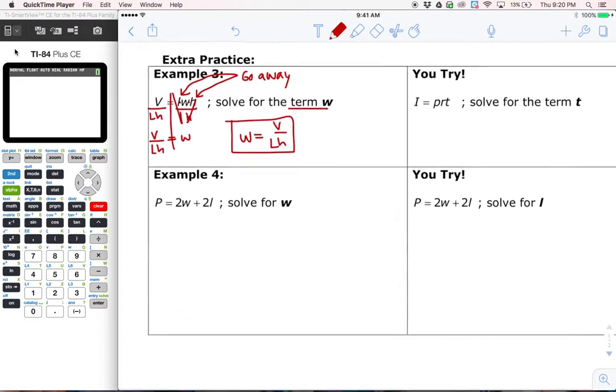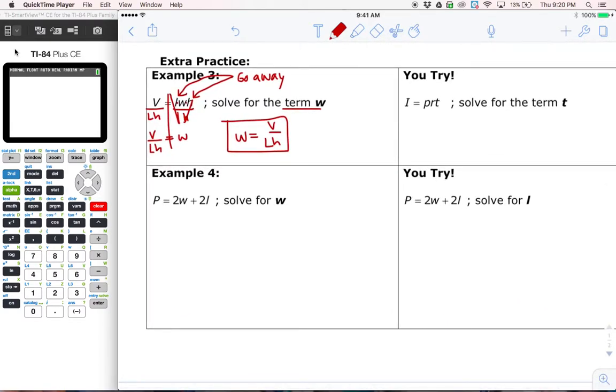Okay, go ahead and try the next problem in Edpuzzle. Remember, you are solving for T. Okay, choose the correct answer before moving on.